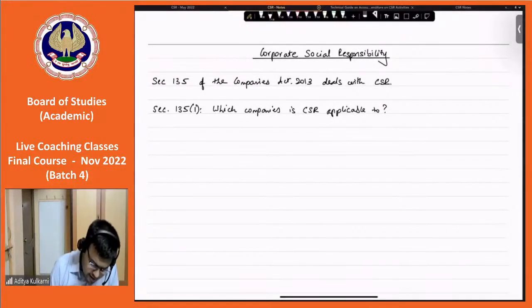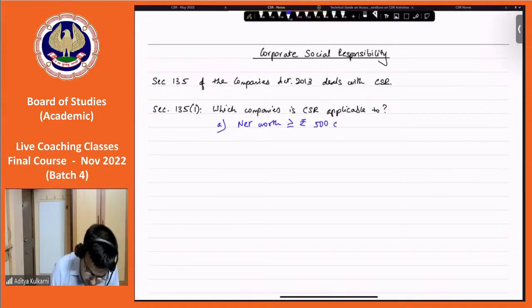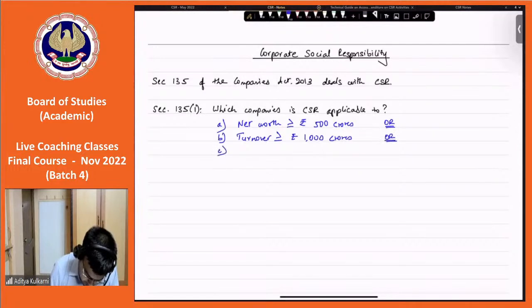So what are the companies? First one, net worth greater than or equal to rupees 500 crores, or B, turnover greater than or equal to 1000 crores, or C, net profit greater than or equal to rupees 5 crores.